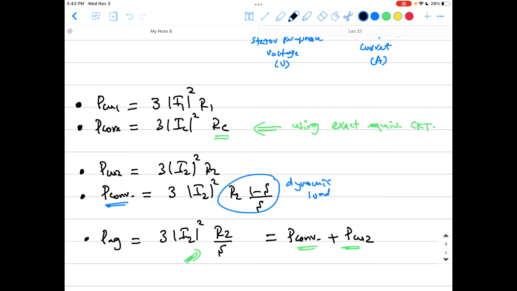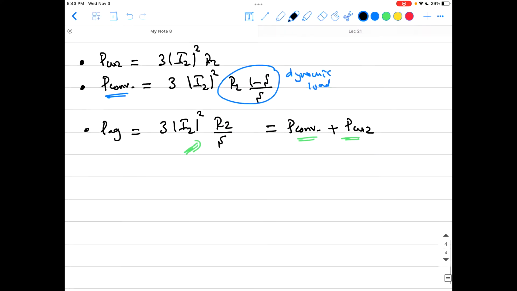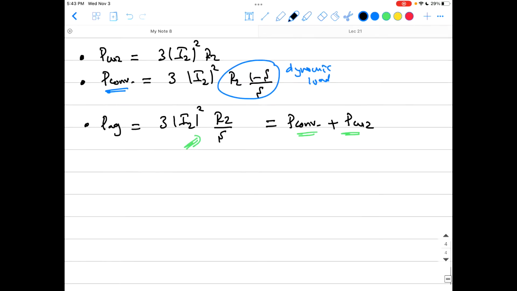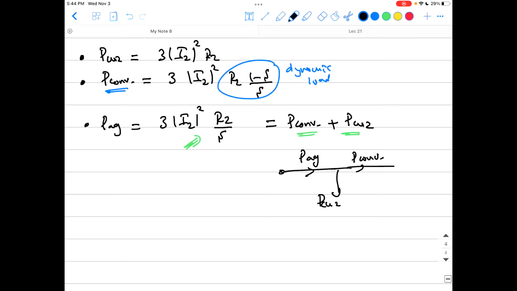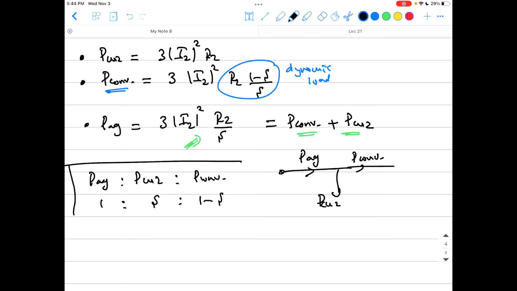So having this, that's something to consider. If you go back to the power flow, you see the air gap power, and you're losing some of it as copper losses in the rotor, and the rest is your converted or developed power. From this, you can find a very interesting relationship: the air gap power to P copper losses in the rotor to the converted power is 1 to S to 1 minus S. Keep that in mind. That's very useful in your calculations and problems.